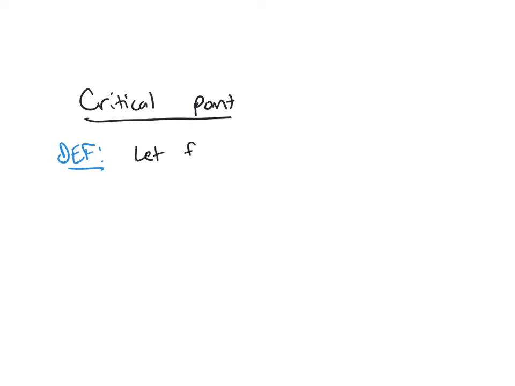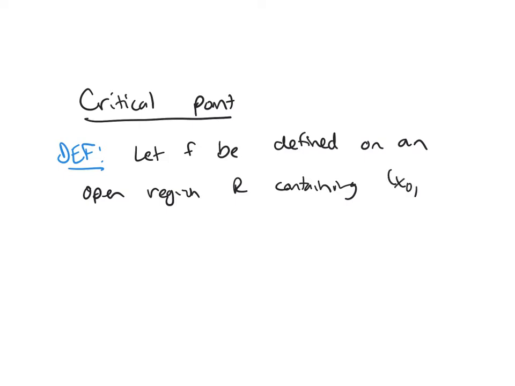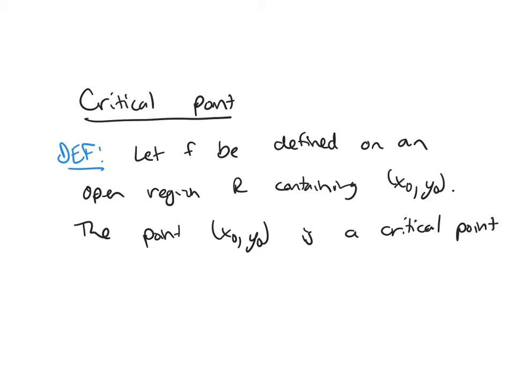So we're going to suppose that f is a function of two variables defined on an open region R containing (x naught, y naught). We're going to say the point (x naught, y naught) is a critical point of f if one of the following is true.